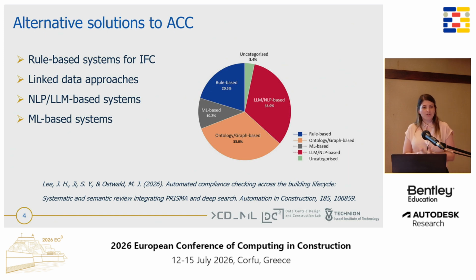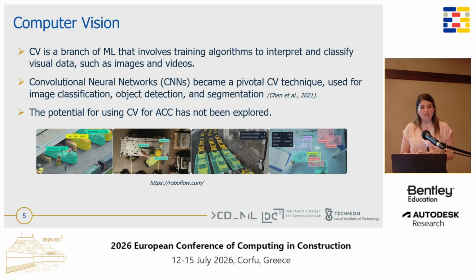We have seen over the years quite a lot of efforts in this domain and quite a lot of technologies being explored in this domain, including AI and machine learning technologies. The one subfield of machine learning that unfortunately we have not yet seen explored in the domain is computer vision. So computer vision is a branch of machine learning that involves training algorithms to interpret and classify visual data, and that is usually done with convolutional neural networks.